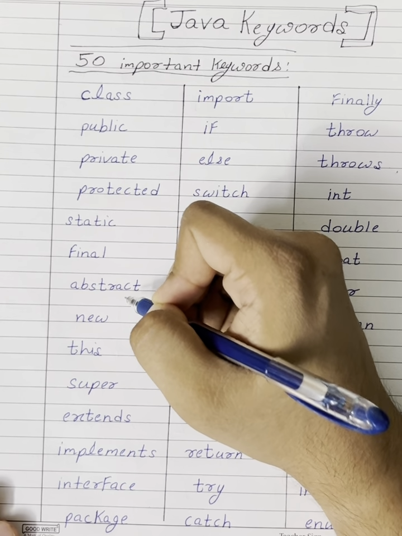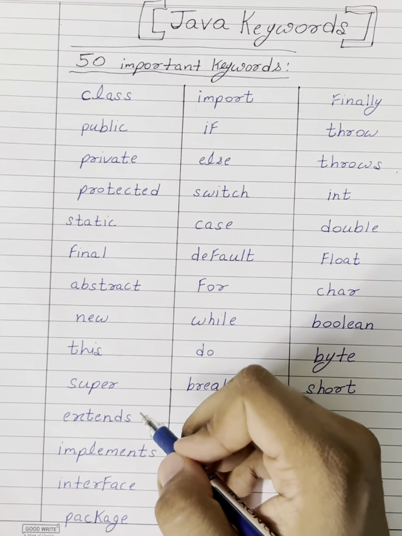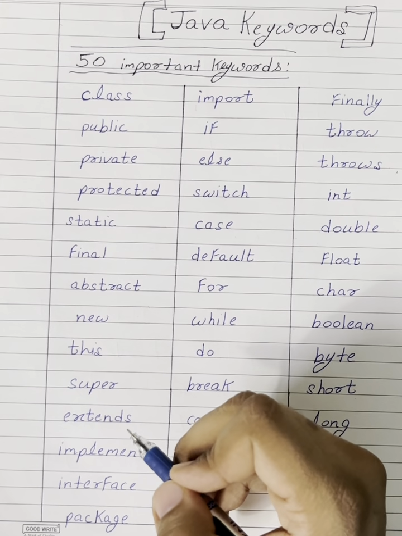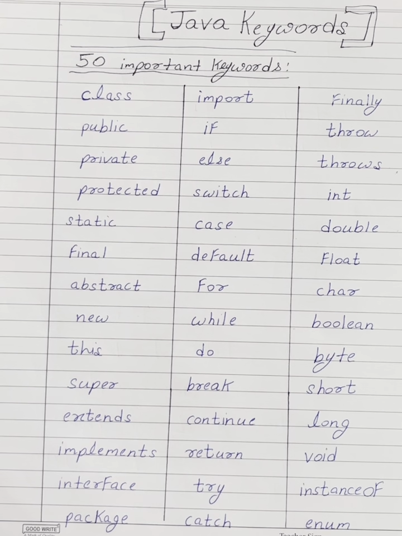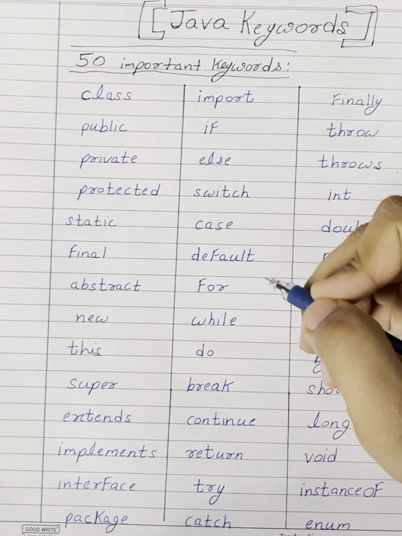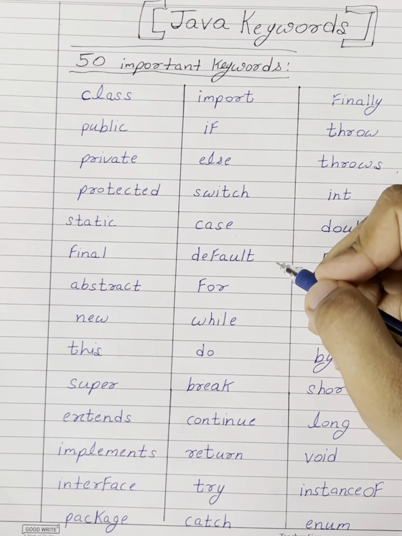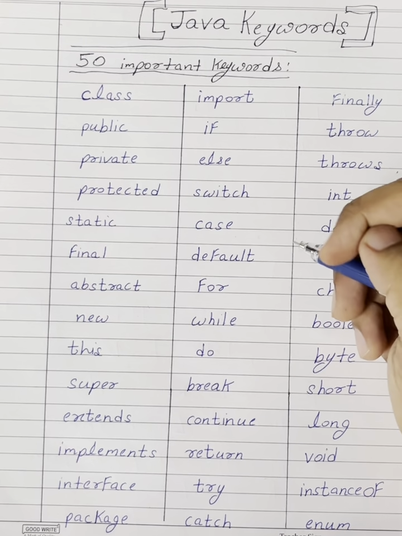Next keyword is abstract. So guys, the abstract keyword is used to declare abstract classes and abstract methods, and an abstract class cannot be initialized directly because it is designed to serve as a base class for other classes. Similarly, an abstract method does not contain an implementation, and it must be overridden by the subclasses.